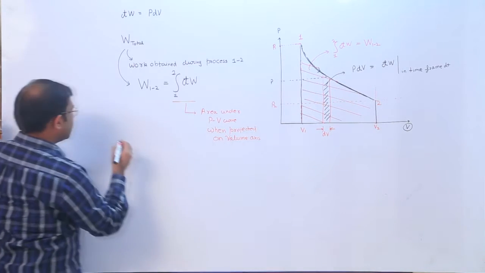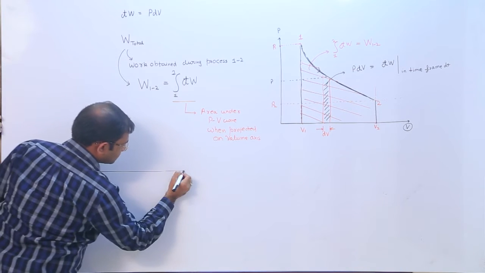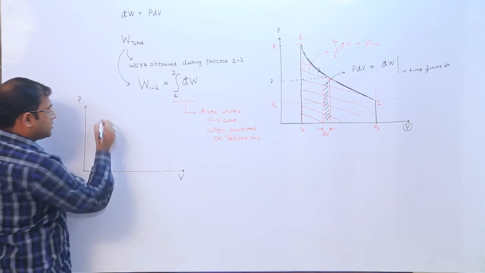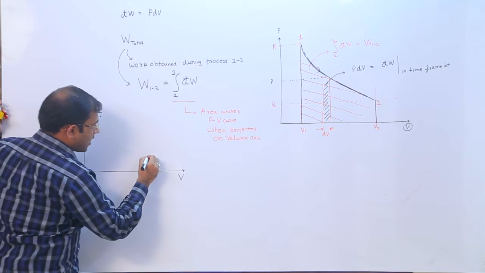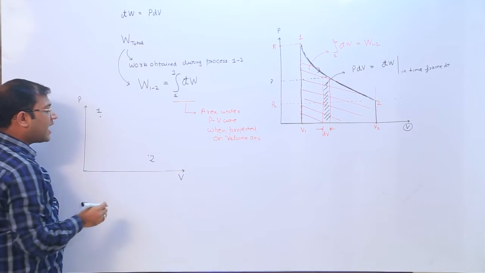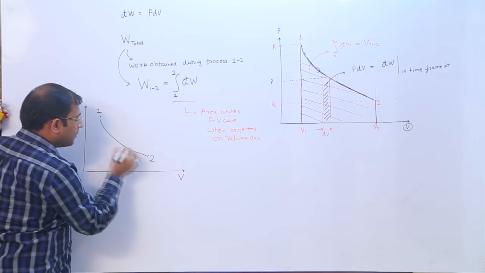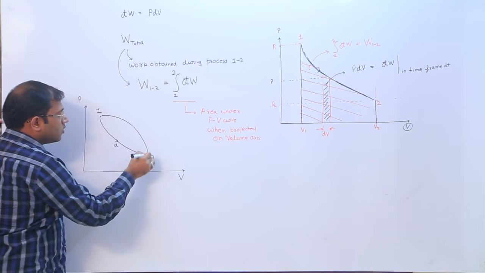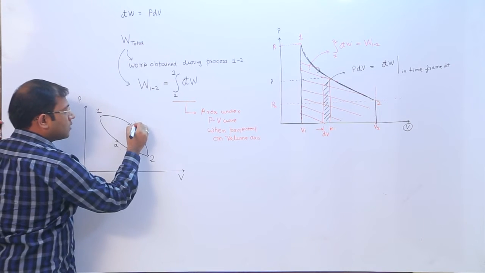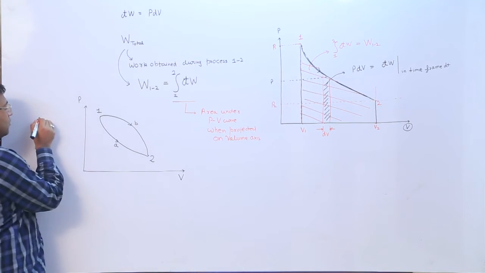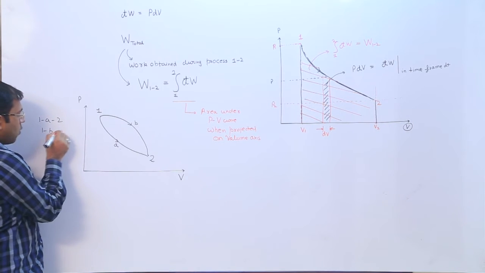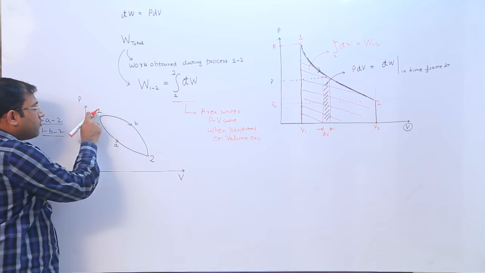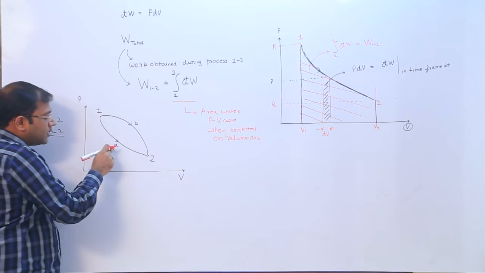Is it okay? Now consider another case. Suppose this is our pressure axis, this is our volume axis, this is our state 1 and this is our state 2, and we can reach state 2 by one process, one path, 1A2, and we can reach state 2 with the help of another path, 1B2. So there are two paths, 1A2 and 1B2.